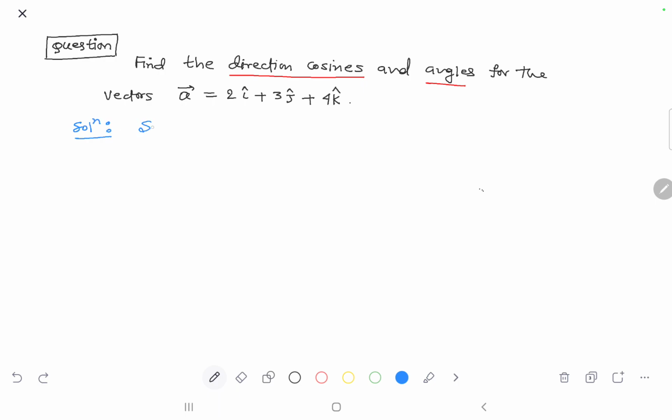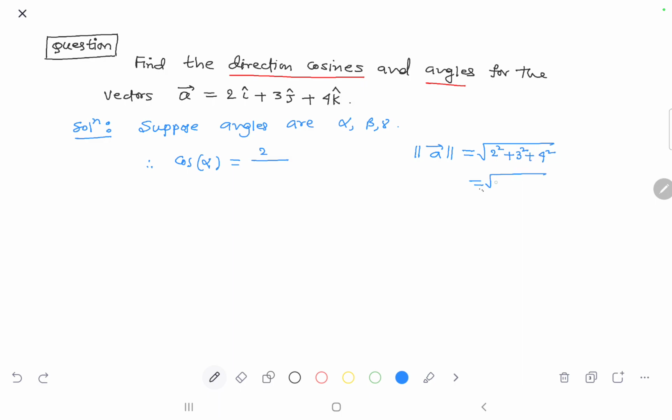I'm writing here, suppose the angles are alpha, beta, gamma. You will understand we are taking them in that order. Alpha is the angle made by the a vector with i cap, beta is the angle made with j cap, and gamma is the angle made by the vector a with k cap. In that order, we will always take them. Then we get cosine alpha, which we know is the first component divided by the magnitude of the a vector. What is the magnitude of the a vector? This is nothing but the square root of 2 square plus 3 square plus 4 square.